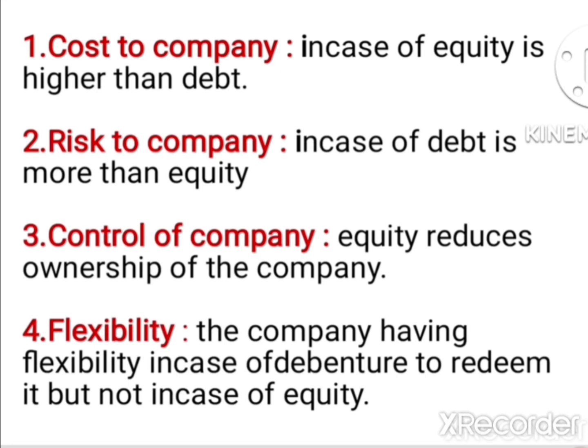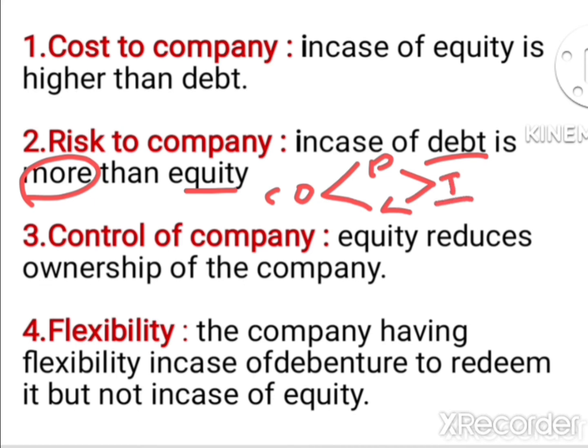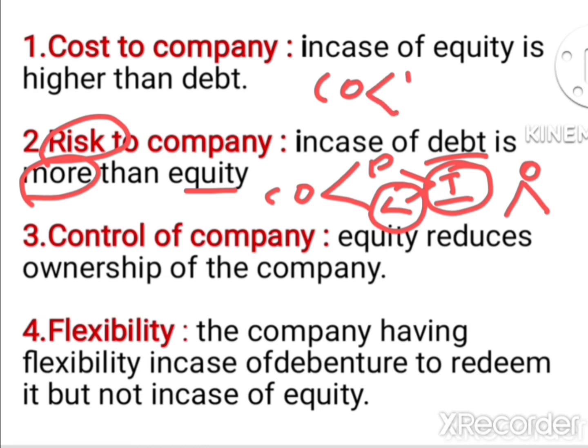Okay. Next point is risk to company. Risk to company in the case of debt is higher than equity. How? In the case of debentures, whether the company earns profit or incurs loss, it has to pay interest to the debenture holder, right? Paying interest even when the company incurred loss is a risk to company, isn't it? Which is not the case with equity. If the company earns profit, then only does it pay dividend to the equity shareholder. If the company incurs loss, then it will not pay any dividend to the equity shareholder.